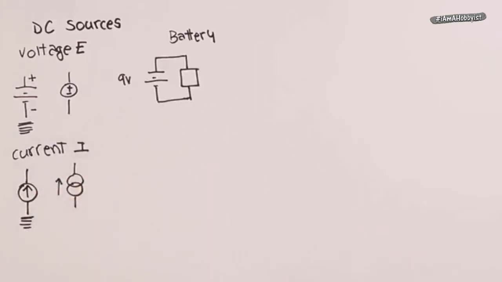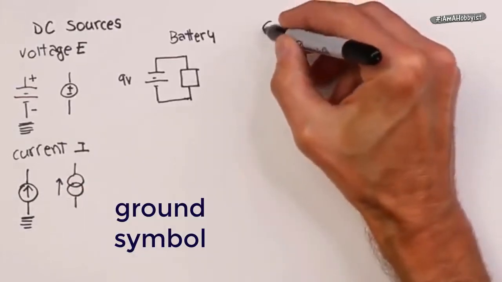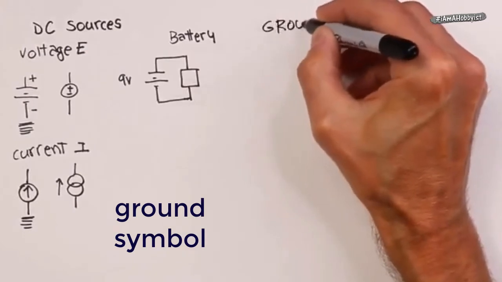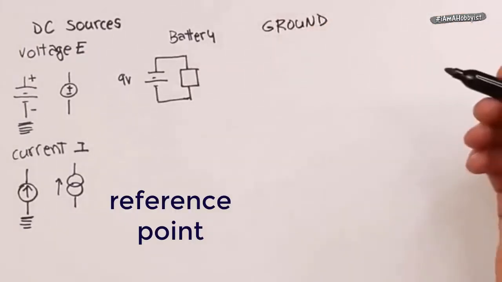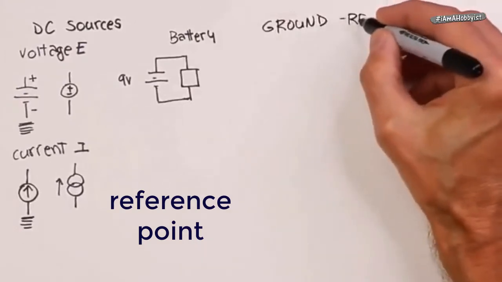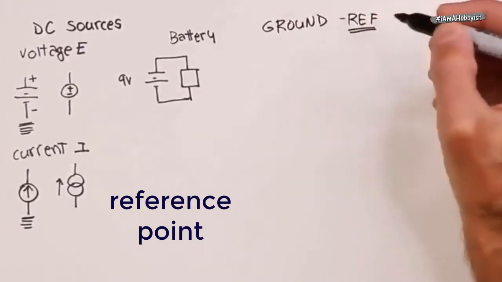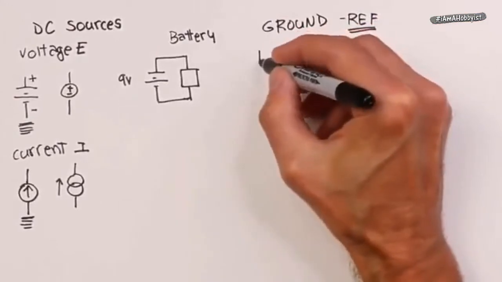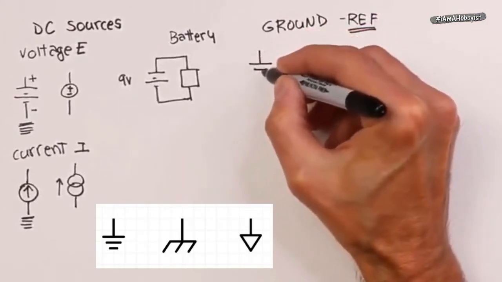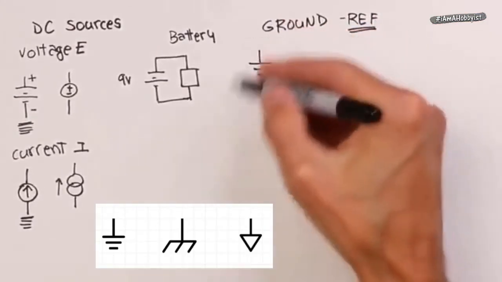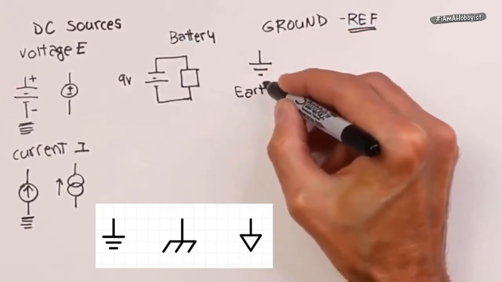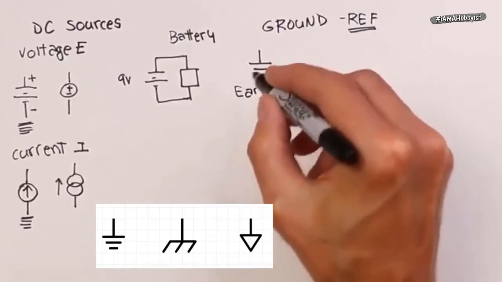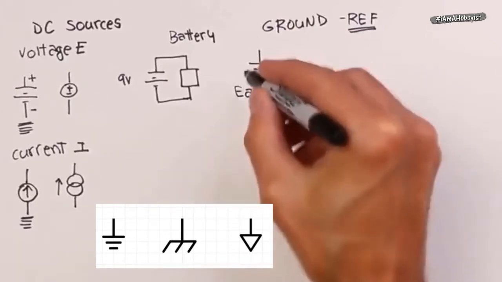Okay. The other thing we will see a lot is a ground symbol. Just remember that ground is a common. That's all it is. It's a reference point. We have 3 symbols for ground. The first, and the one that you see most of the time, is this one. This is really an earth ground. In other words, that goes back to the same potential as the earth.